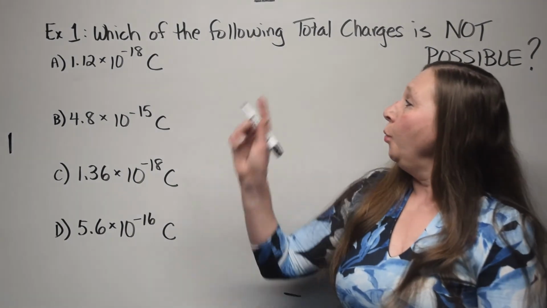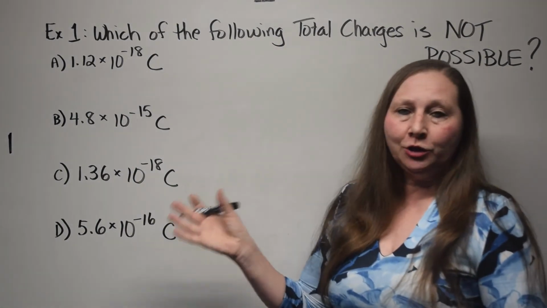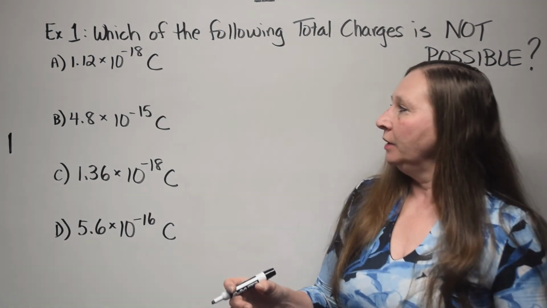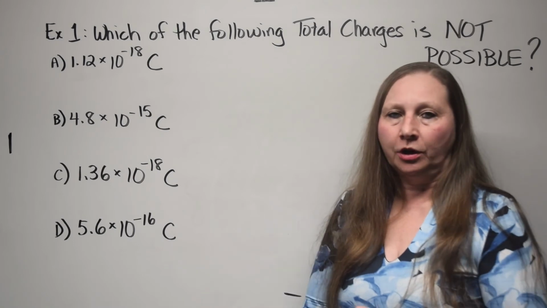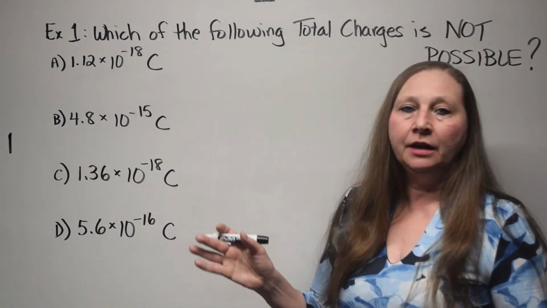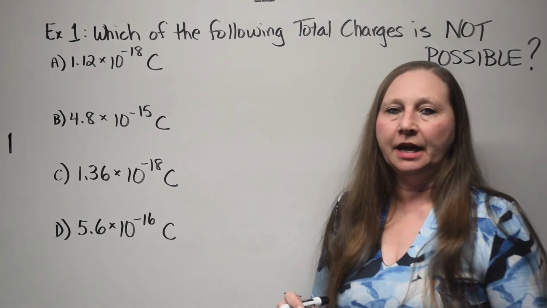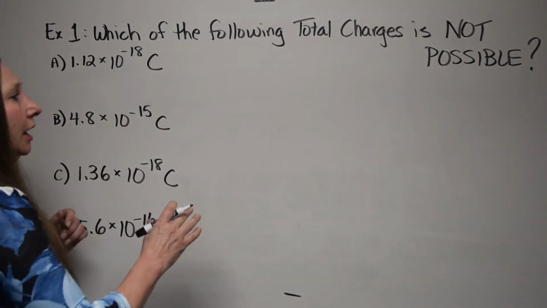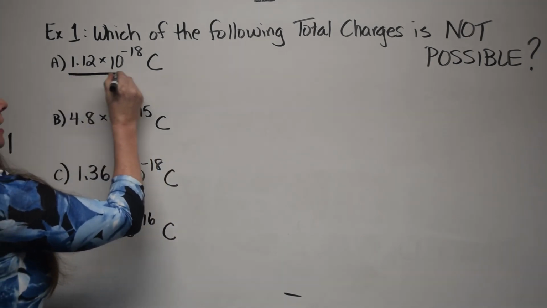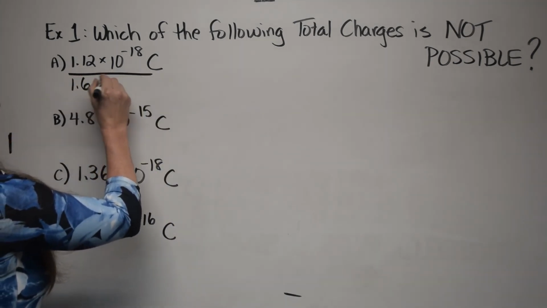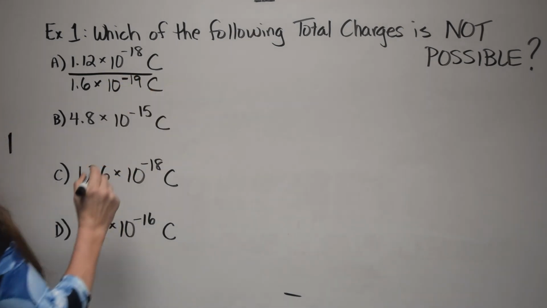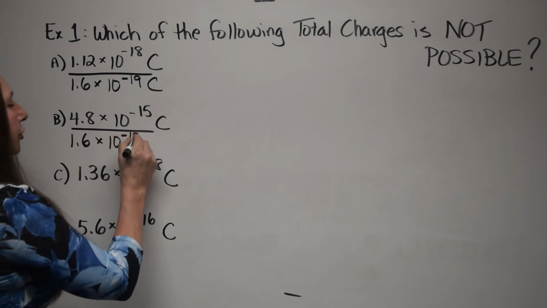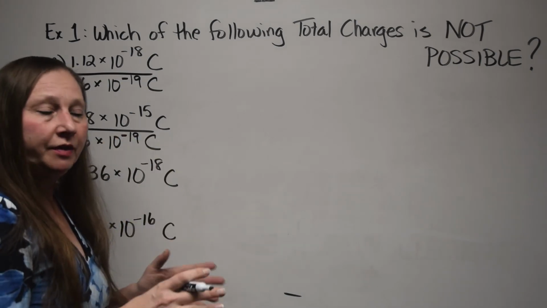So, which of the following total charges or net charges is not possible? To decide whether or not a total charge is possible, we divide it by 1.6 times 10 to the negative 19 coulombs. So what you should do right now is pause the video and divide each of these possible answers by 1.6 times 10 to the negative 19 coulombs. All right, why don't you do that now? All right, pause the video.